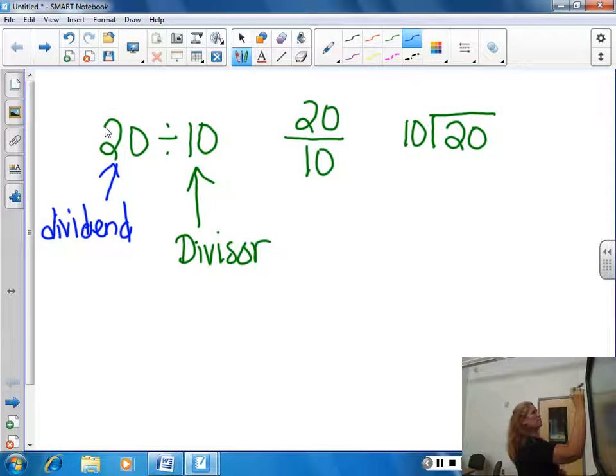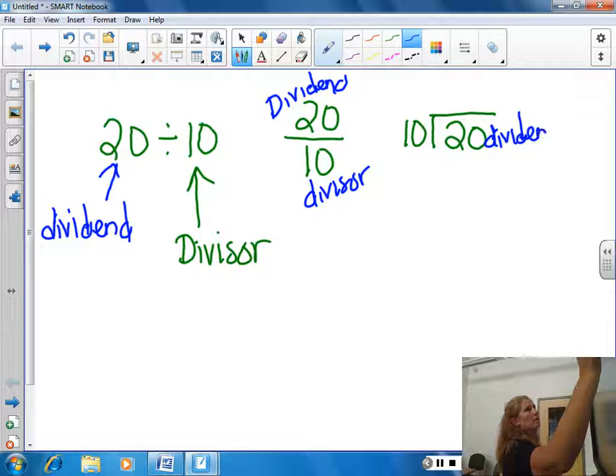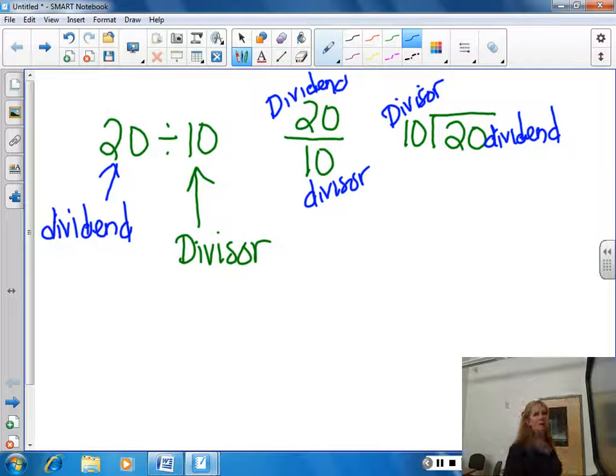So 20 is the dividend and it's on the top here, and 10 is the divisor. And 20 is the dividend inside, and 10 is the divisor out here. No matter which way I write those, the dividend and the divisor retain their same name. The dividend is those 3 places, whether first, on top, or underneath in this format. And the divisor is always what you're dividing by, regardless of which way you write it.